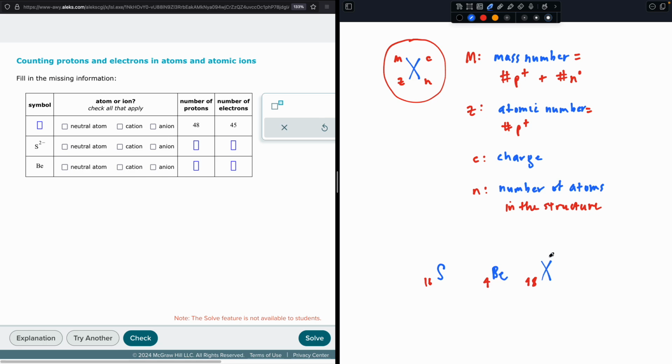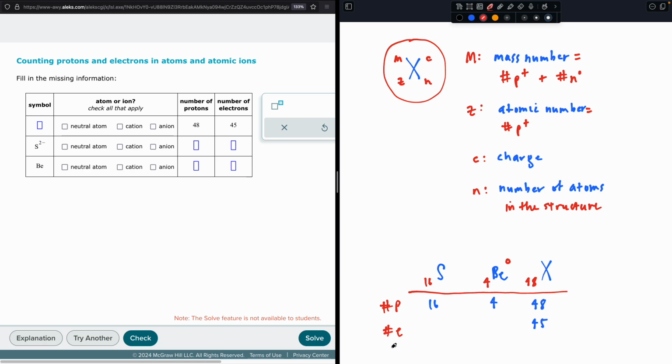Okay, now we know that the beryllium structure's got a charge of 0, and so the number of protons, let's do number of protons, and the number of electrons, we'll fill this out as we find out what they are, okay? So the number of protons in sulfur is 16, in beryllium it's 4, and this last structure it's 48. Number of electrons we see over here is 45, okay?